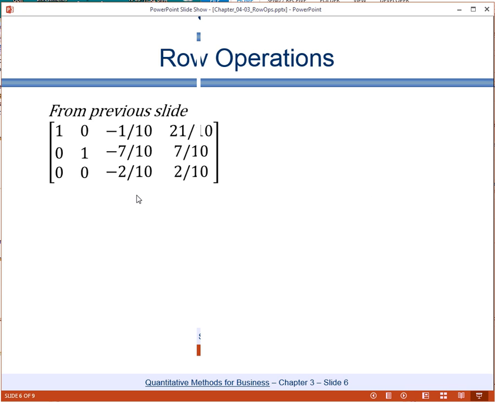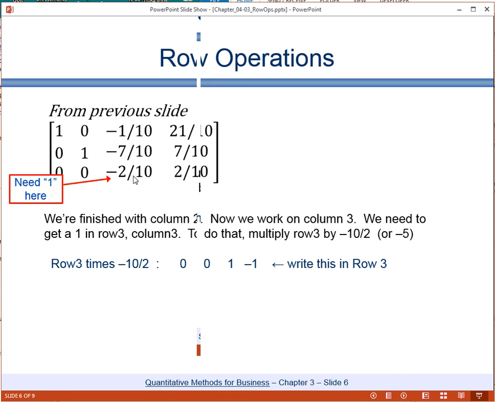So there's my previous slide. I need to get a 1 down here. I'm working my way diagonally down this matrix, and I want to get a 1 here. Okay, how do I do that? We need to multiply row 3 by minus 10 over 2, and that'll make that a 1. Or minus 5, which is the same as minus 10 over 2. So row 3 times minus 10 over 2.